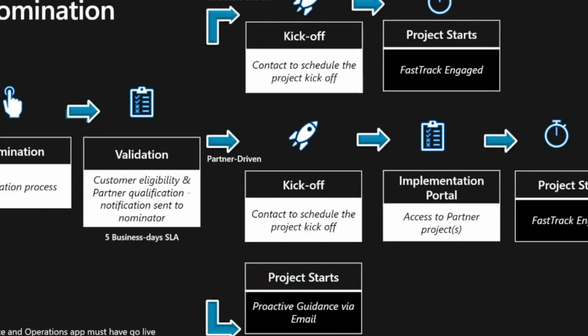So what does the nomination process look like? Well, it starts with the nominator providing as much information as possible about the planned Dynamics 365 implementation. We expect this to happen very early in the process so that there is adequate time to deliver a proactive FastTrack engagement. During the validation step, we will consider the eligibility of the customer and the partner. Here we will look at investment, scope and partner qualification. We normally spend around 5 business days on this step before we get back to you.